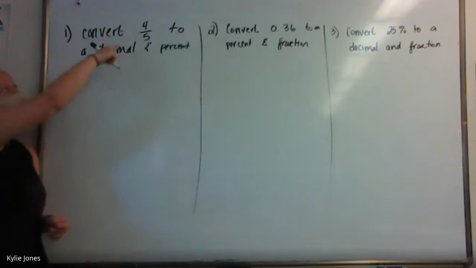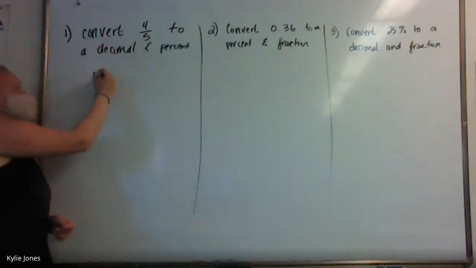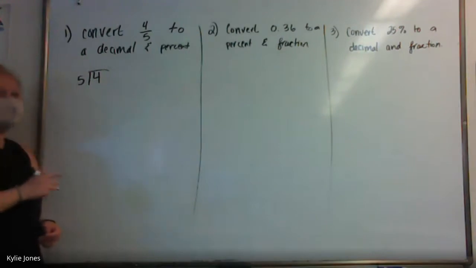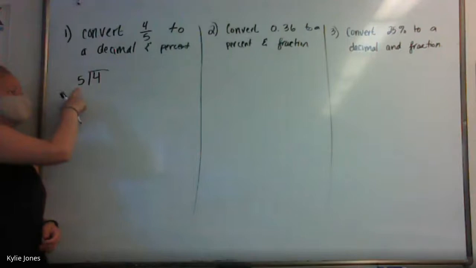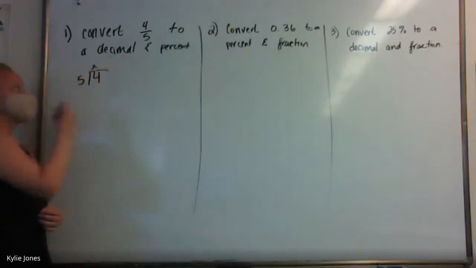Divide. What do I divide? 4 divided by 5. Take your top number, divide it by the bottom number. Does 5 go into 4? No, it does not. So what do I have to do?